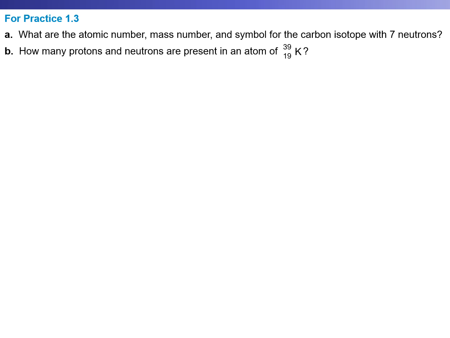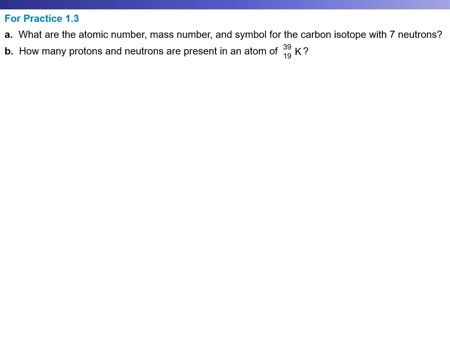And this question is asking us to approach that information from 2 different facets. So let's go ahead and get started. So part A says, let's see, what is the atomic number, the mass number, and the symbol for the carbon isotope with 7 neutrons?